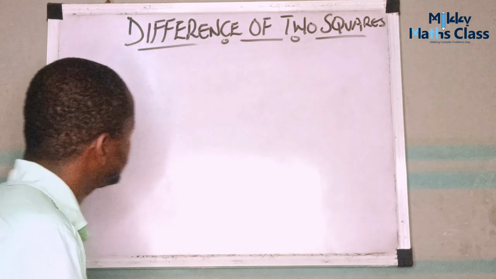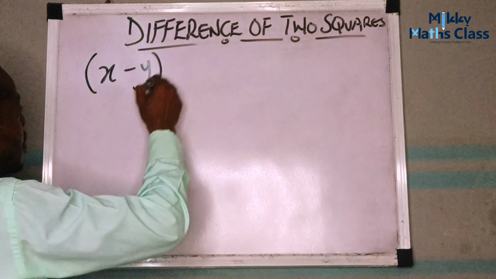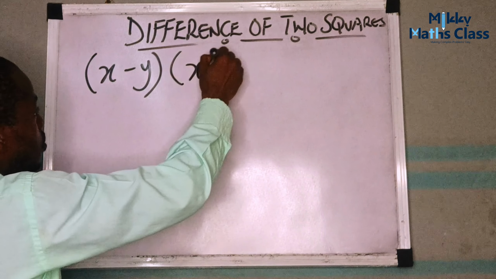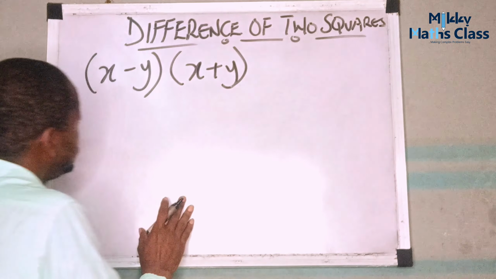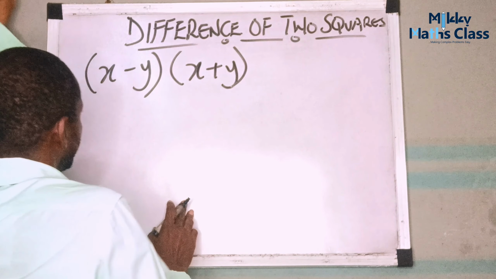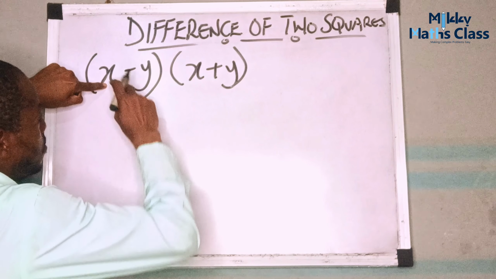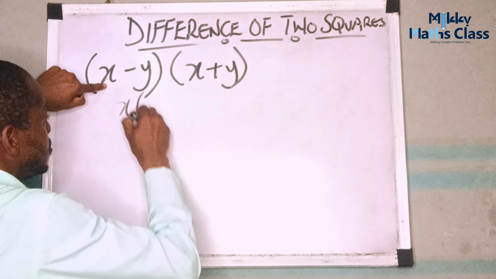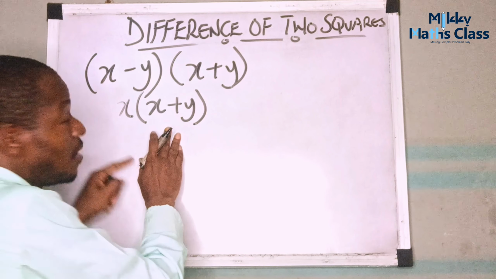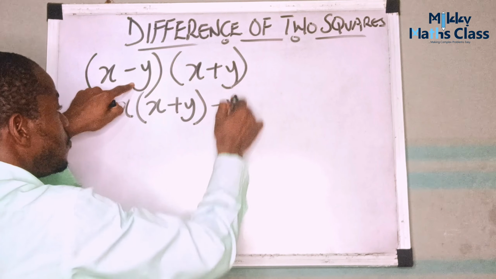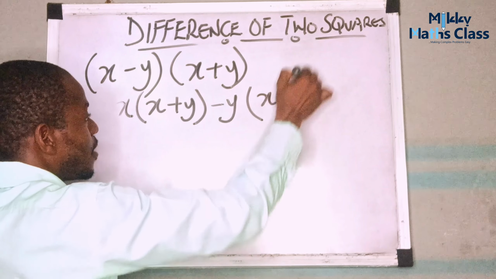Today we'll be looking at the difference of two squares. If I have an expression like this, let's say x minus y, x plus y, and I'm to expand it using the FOIL method, that's this first expression, x, multiply everything here into bracket x plus y. When I'm done with that, I use the second term here, negative y, to multiply everything here, x plus y.